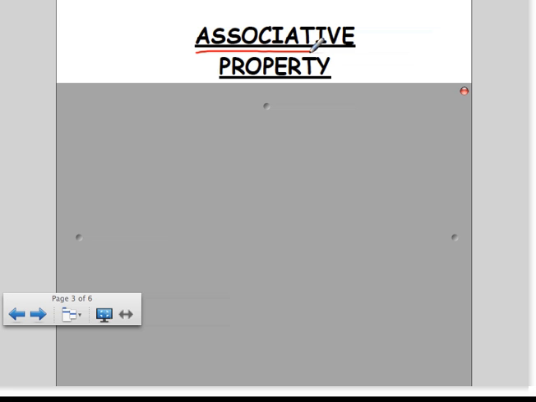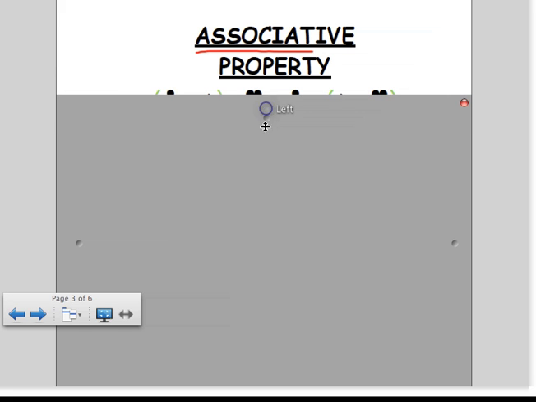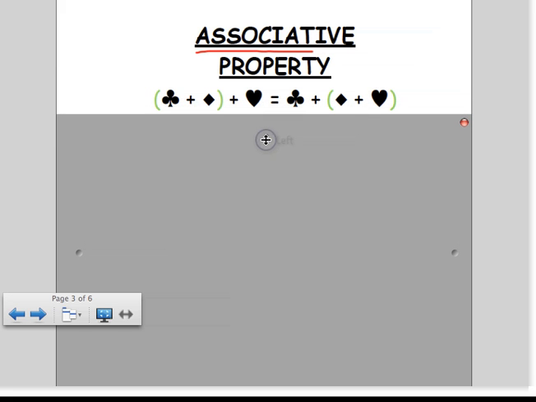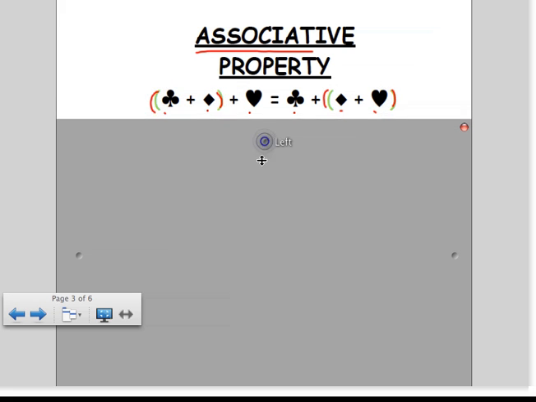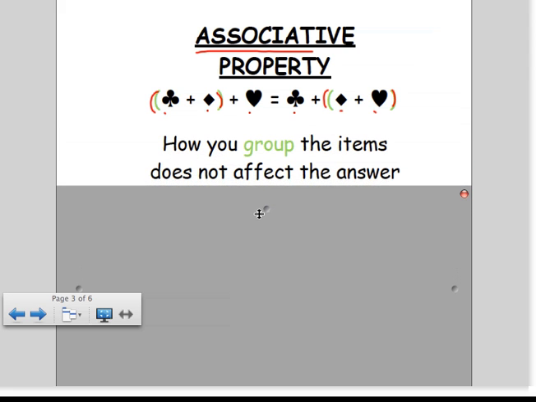So the associative property has to do with how you group numbers. If you have an expression that's exactly the same, you see club, diamond, heart, and the only thing that changes is how you group them, it will not affect the answer. So the associative property states that how you group the items does not affect the answer. And again, you'll see that this works for addition and for multiplication.